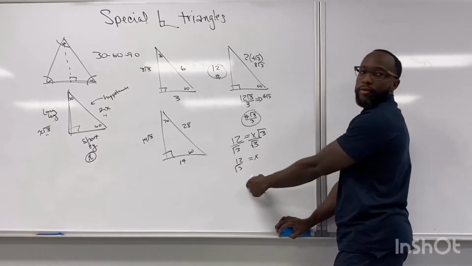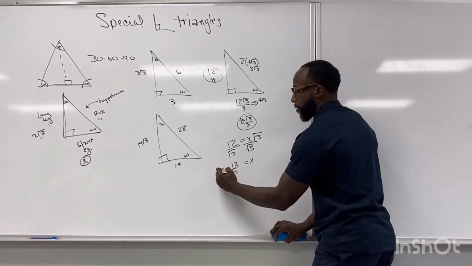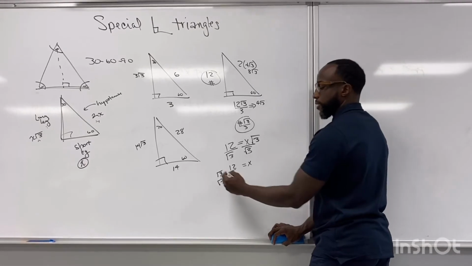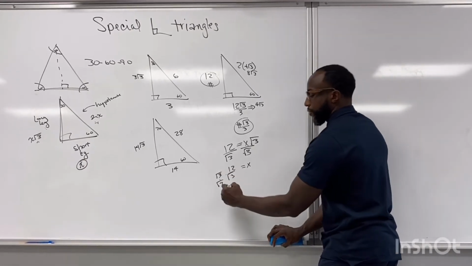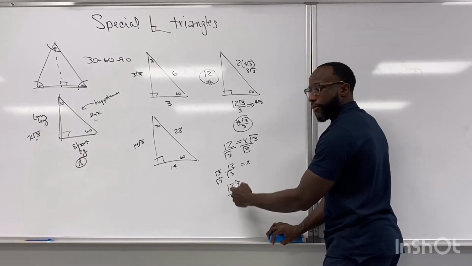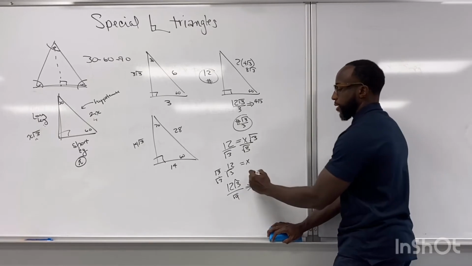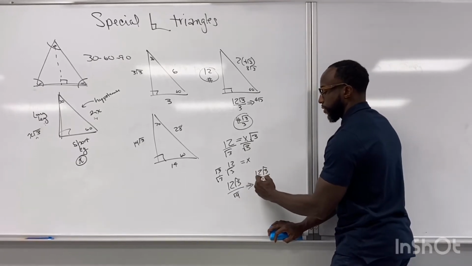You can't have a radical in the denominator, so you've got to multiply the top and the bottom by that denominator. So then you end up with 12 times the square root of 3 over the square root of 3 times the square root of 3, which is the square root of 9. What's the square root of 9? 3. So that's how you get 12 root 3 over 3.